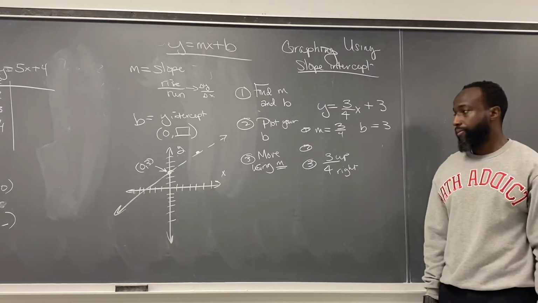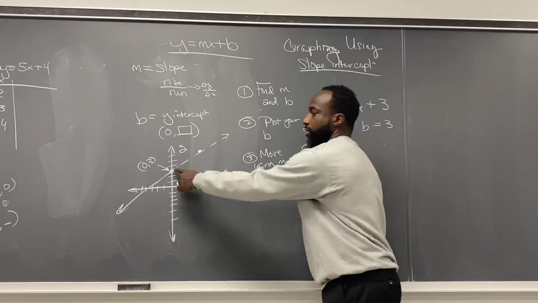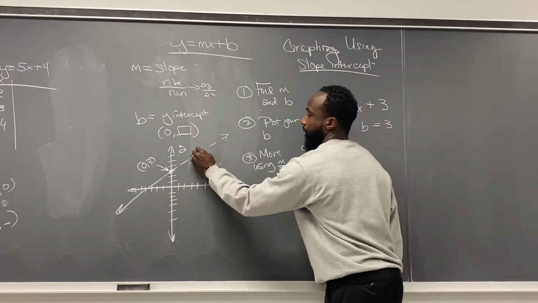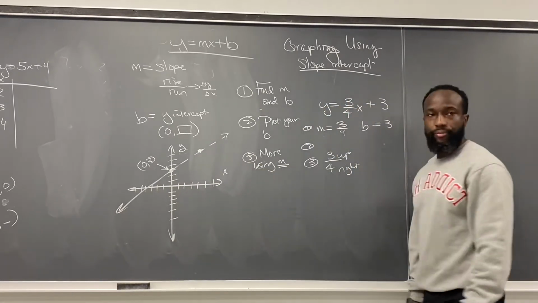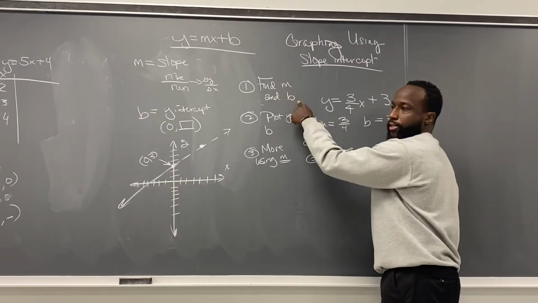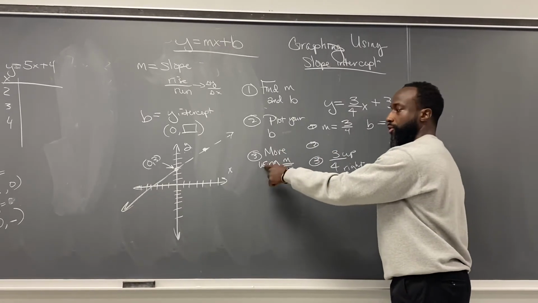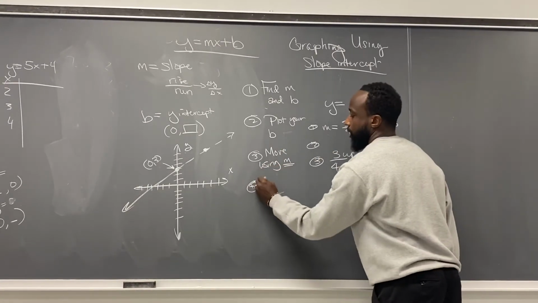There's 2 points. You have point 0, 3, and then the second point based on your slope. So again, you find the slope and the y-intercept, then you plot your y-intercept, then you move using your slope, and then the last part is connect the dots.